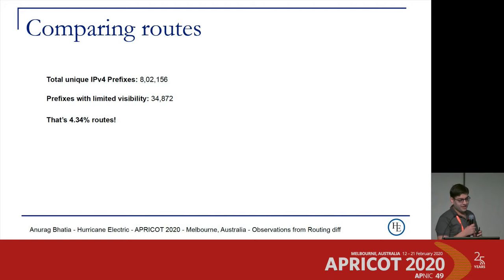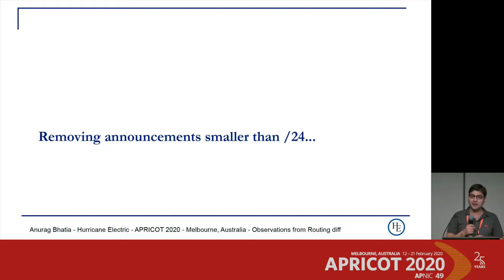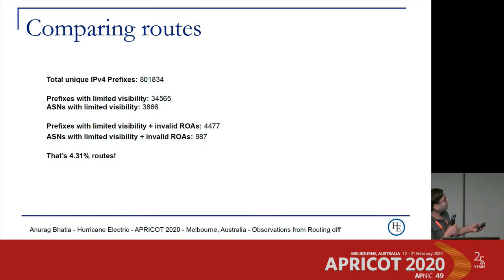That's a pretty high number. So as I was looking at the raw data, I realized some of the people were exporting /30 and /28 to the route collector. So I ended up first putting a /24 lens. It doesn't make sense to say provider one is missing a /30 while provider two is having a /30. Well, that's the problem of provider two, not provider one. So we go through a /24 lens. This reduces the 800,000-plus by a few thousand. Now instead of 4.34%, you are looking at 4.31% of routes with limited visibility.